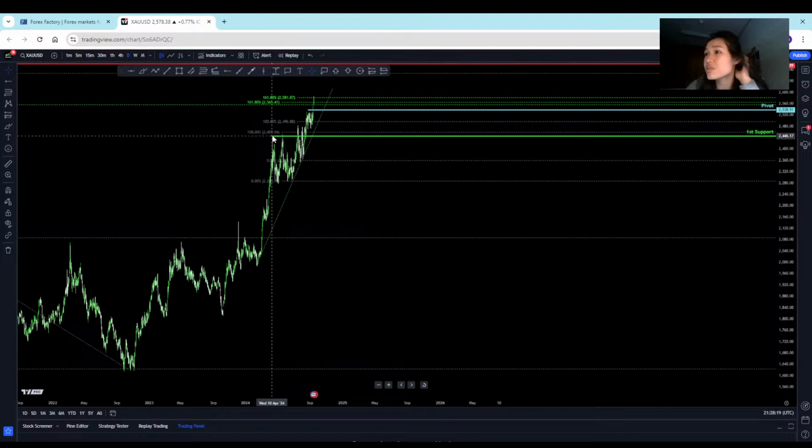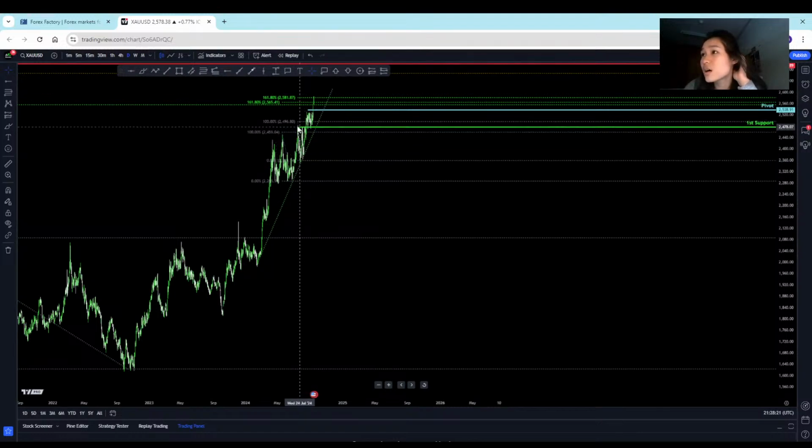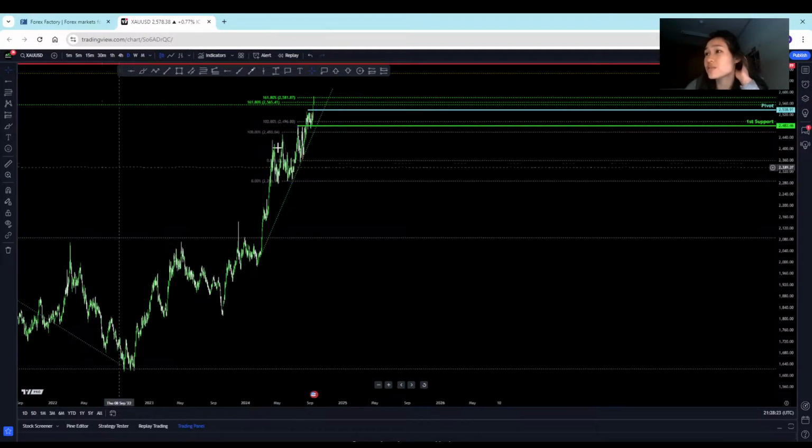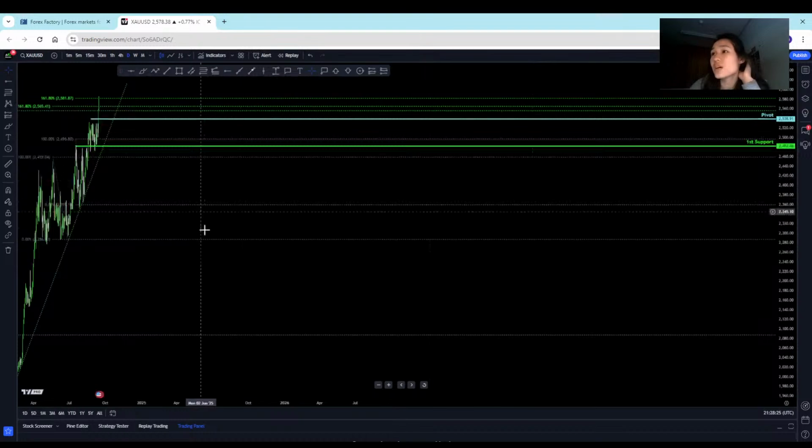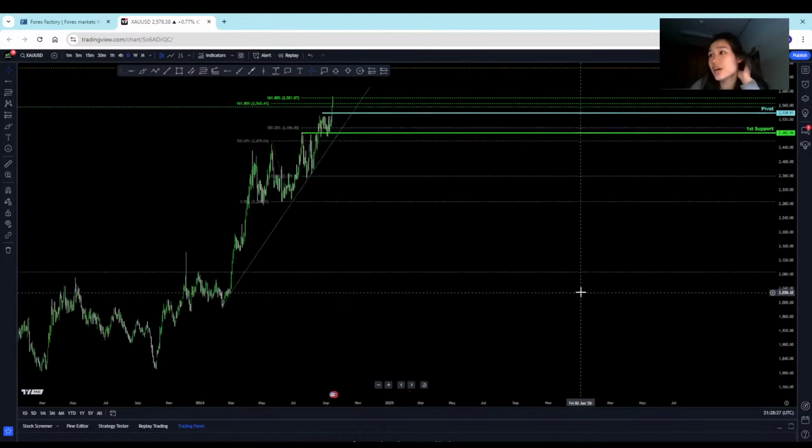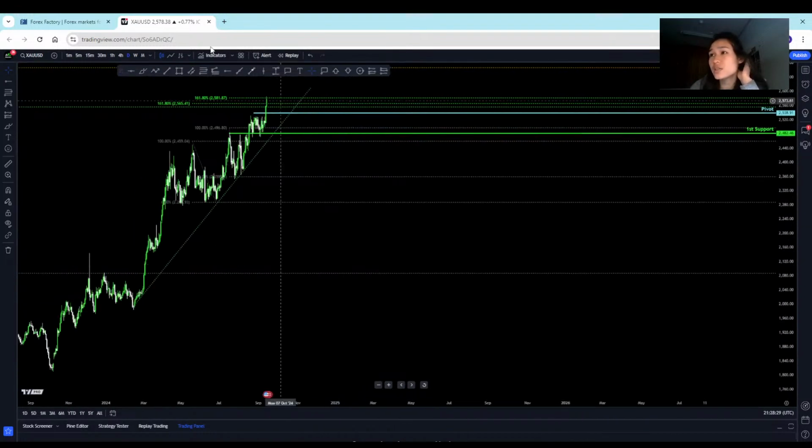I'm gonna move my first support. Actually no, I'll just leave it here. Okay, I think that's all the levels that we have for this chart. Oh wait, we might have a retracement here.